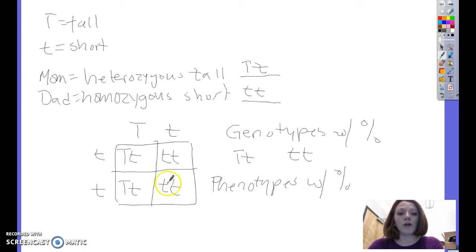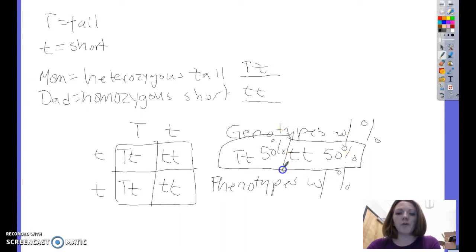Now, out of the possible outcomes of these two parents with this possible offspring, what percentage of them can be tall? Because the big T, little t's are going to be tall. What is the percentage of the big T, little t genotype? It's 50%. And then what is the percentage of the little t, little t, the homozygous recessive, short? 50%. Okay, so those are our genotypes with percents.